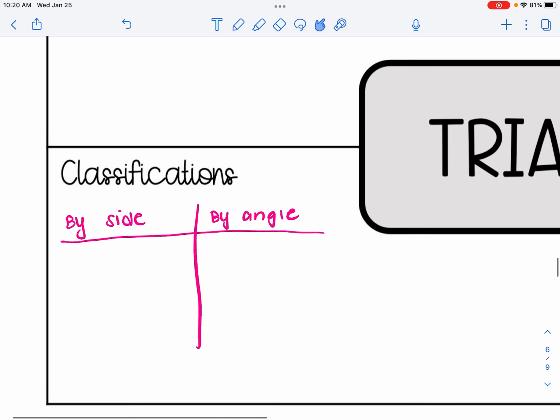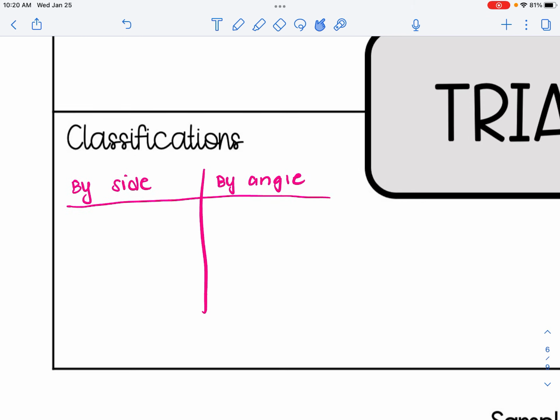We're also going to be talking about different ways to classify triangles. This is different ways to name them. So we can classify triangles by their sides, and the options we will choose from are scalene, that's a triangle that has no equal sides, isosceles, that's a triangle with two equal sides, and equilateral, where all of the sides are equal.